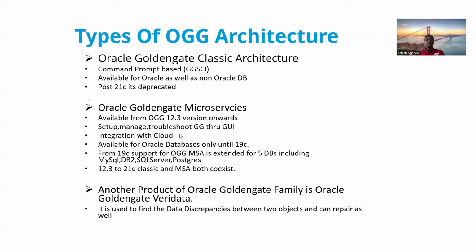It allows you to set up, manage, troubleshoot and configure GoldenGate through a GUI as well. It allows better integration with clouds. Now, Oracle database support for microservices is available until 19c. From 19c, support for microservices has been extended to non-Oracle databases. From 12.3 to 21c, classic and microservices both exist, and you can pick and choose what type of architecture you want to implement.